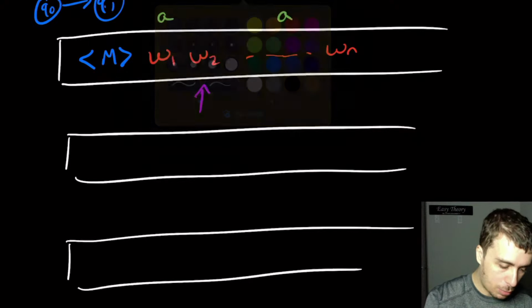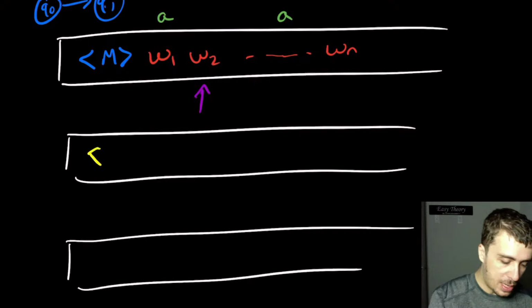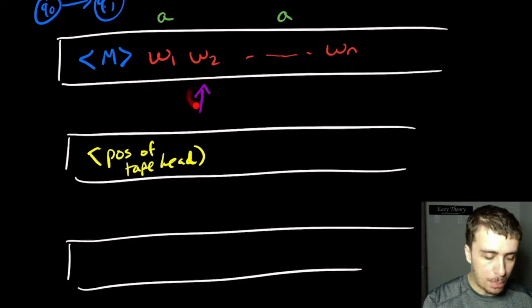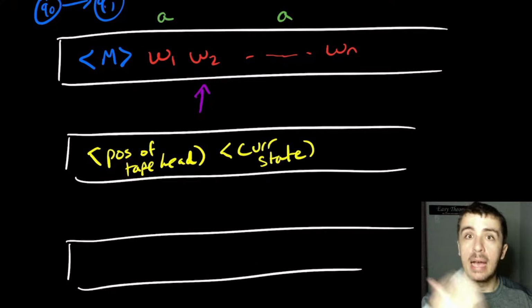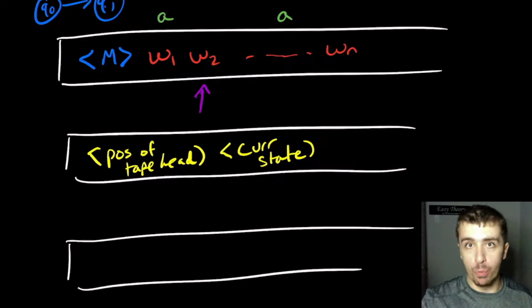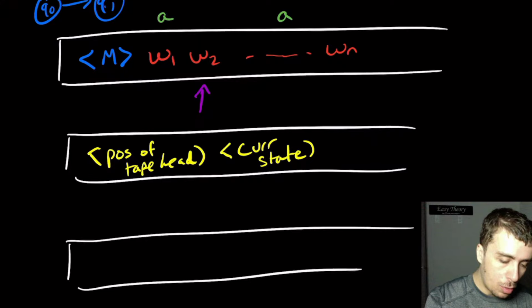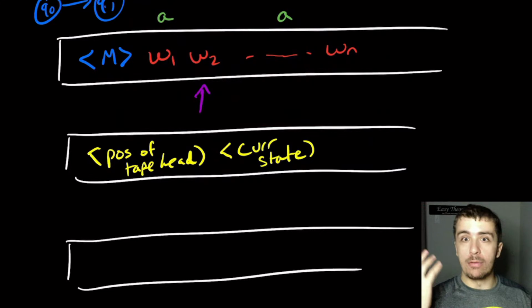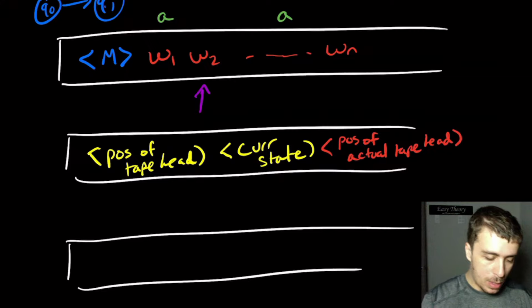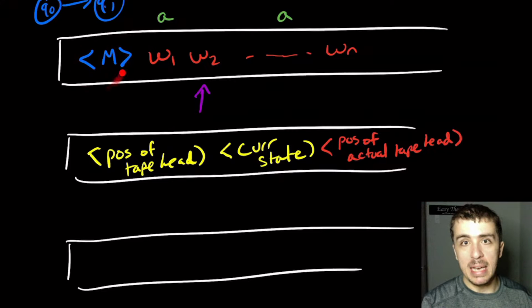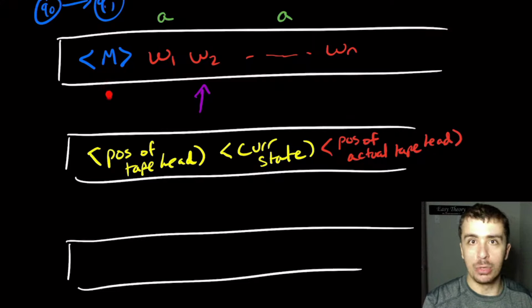So the things that we're going to record on the work tape are the position of the tape head, which is going to be this purple guy right here. We also have to record the current state, and at the end we need to eventually look up what the actual final state is. So we also need to keep track of where the actual tape head is. So the position of the actual tape head. Why do we need to do that? Well, we are going to be looking up in this DFA right here what to do next. So we actually need to know where we are in the actual tape.